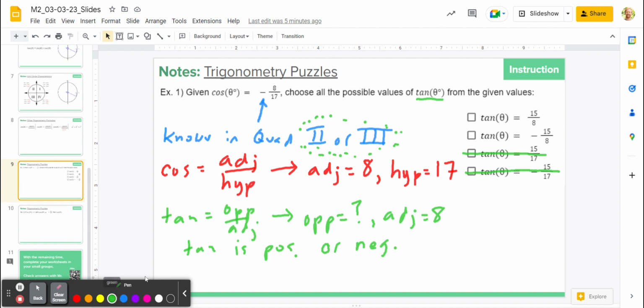And we can verify that in a second, but I'm going to say that, yeah, tangent can be positive 15 over 8, or it could be negative 15 over 8. And here's how we can verify that 15, just in case we needed to do a check.